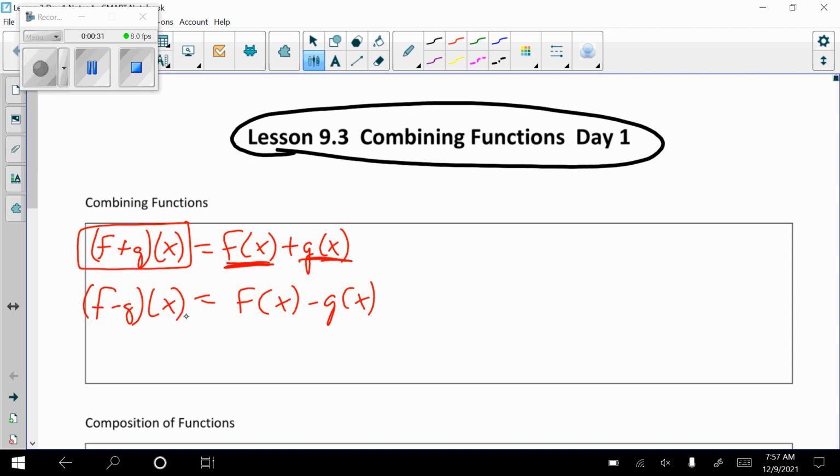Same thing with this one. You'll probably see it like this, but you are just subtracting the two functions. Just make sure that you're distributing that negative sign to that second function.